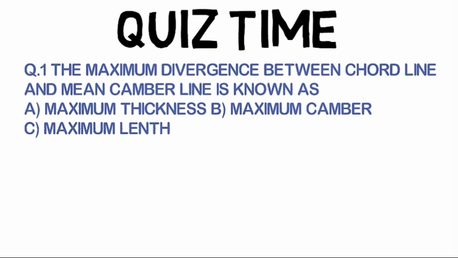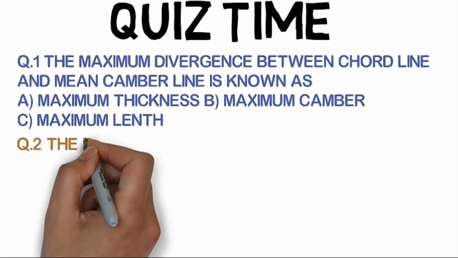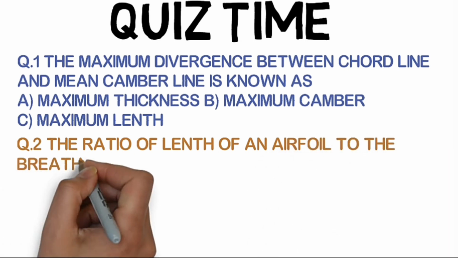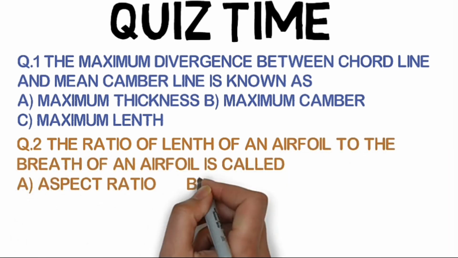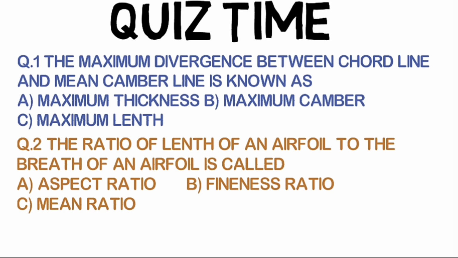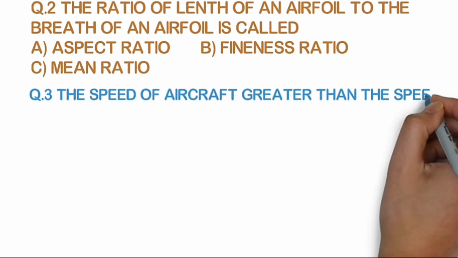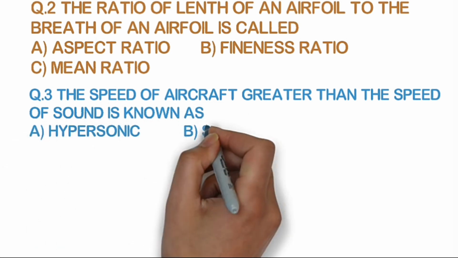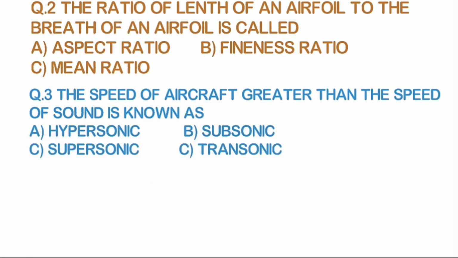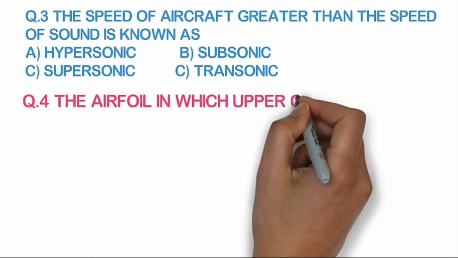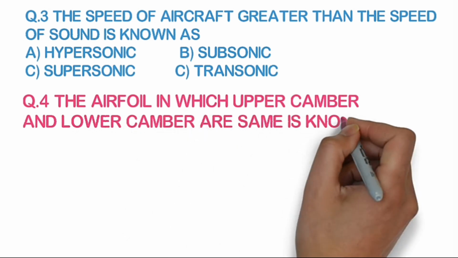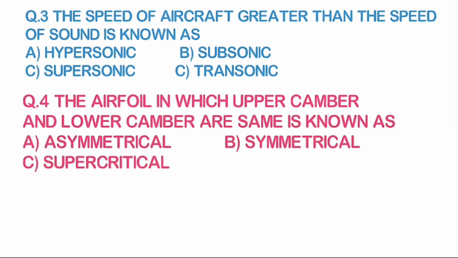Question number 2. The ratio of the length of an aerofoil to the breadth of an aerofoil is called aspect ratio, fineness ratio or mean ratio. Question number 3. The speed of an aircraft greater than the speed of sound is known as hypersonic, subsonic, supersonic or transonic. Number 4. The airfoil in which the upper camber and lower camber are the same is known as asymmetrical, symmetrical or supercritical airfoil.